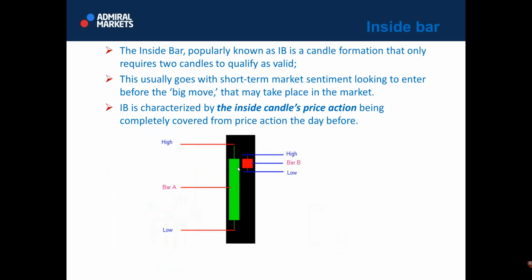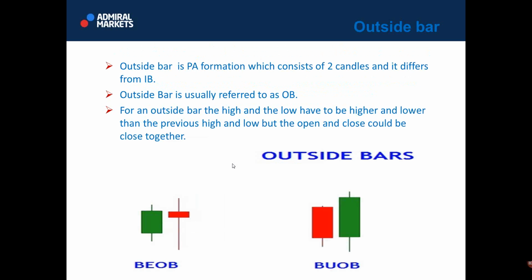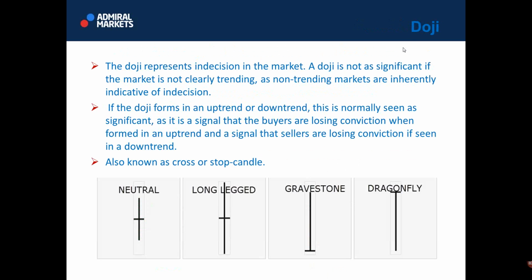So now we have the inside bar, where the right is contained in the left, and the outside bar, where the left is contained in the right, and you look at the color of the candle to see whether it's bullish or bearish. This is bearish, this is bullish. Then we have dojis or stop candles. This is very, very strong. This is a stop candle. This is a gravestone. This is a dragonfly. This is neutral.